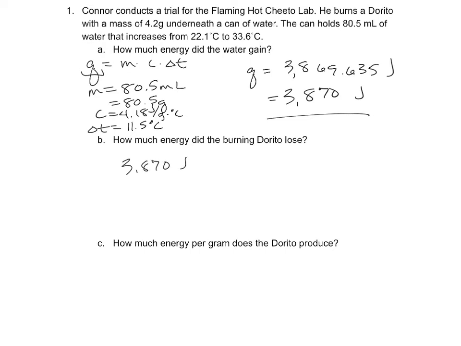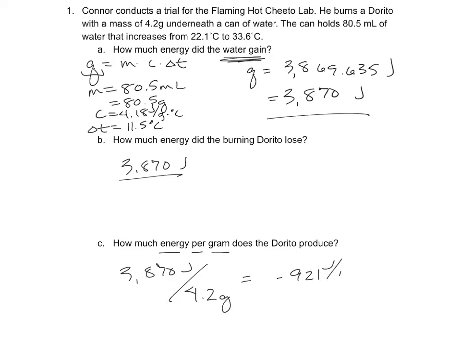This is the first law of thermodynamics. For all of the gain by the surroundings, that means that the system must have lost that energy. So if we are trying to look for energy per gram, that means that you have to take the energy produced by the Dorito and divide it by the mass of the Dorito. So if you do this on a calculator, you would calculate that the energy change is 921 joules per gram.